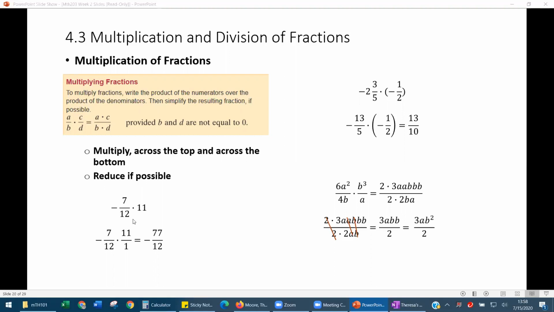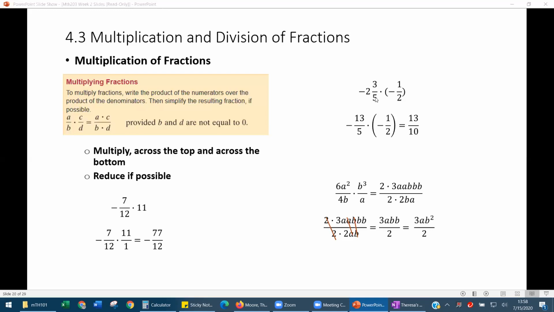So if we have -7/12 times 11, remember this is 11 over 1. If we're multiplying a negative times a positive, it remains negative. So multiply across the top, 7 times 11 is 77, 12 times 1 is 12. Then if you could reduce it, reduce it. If not, then you are in lowest terms. So 77 over 12 does not reduce, so we are in lowest terms. So this will turn into a mixed number, but remember, turning something into a mixed number is not reducing it. It's changing the form of the number.